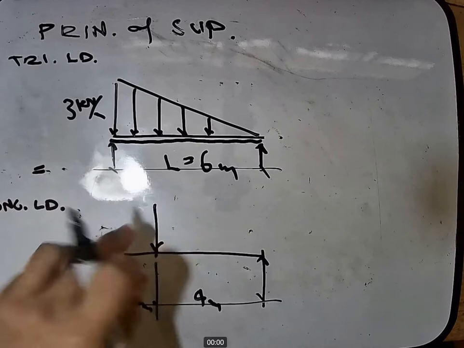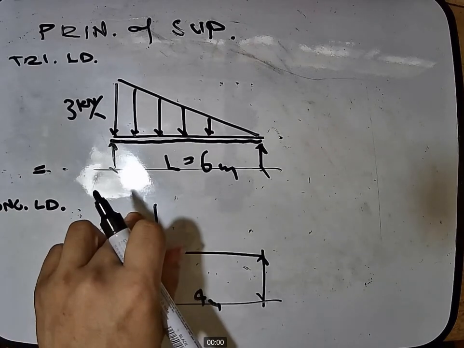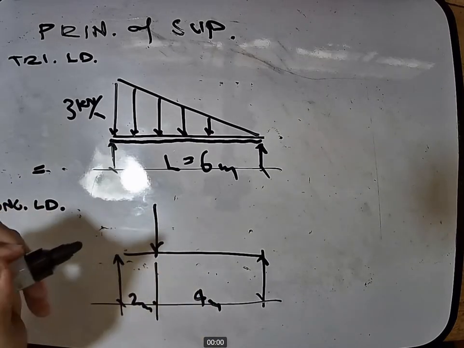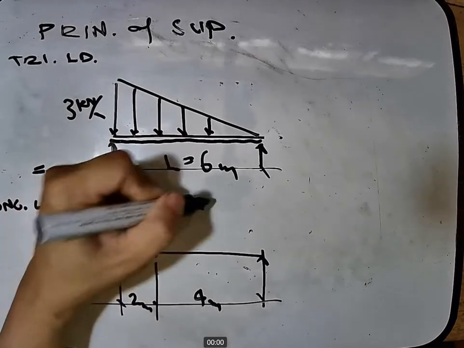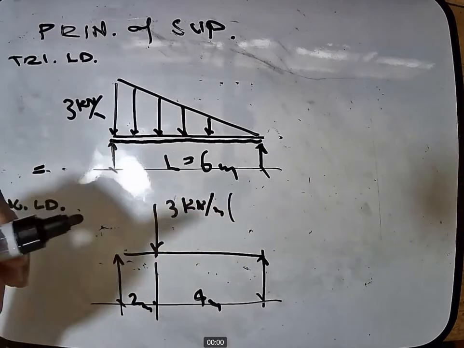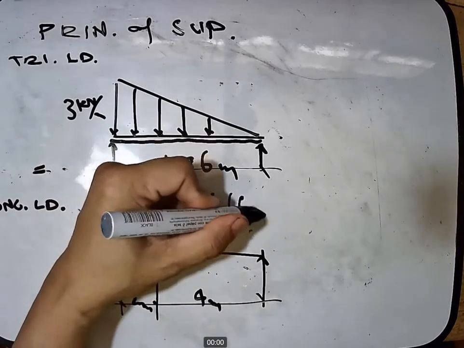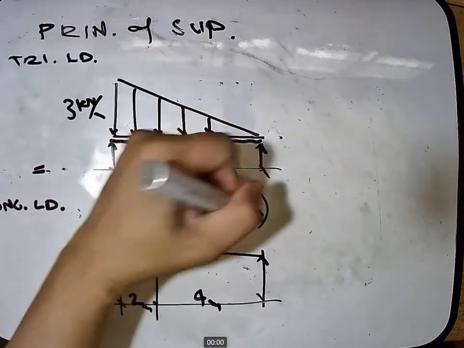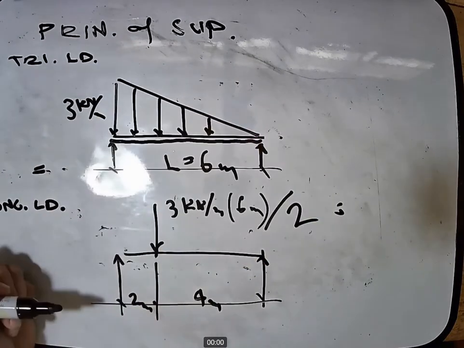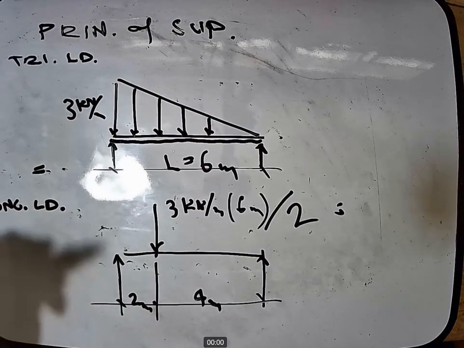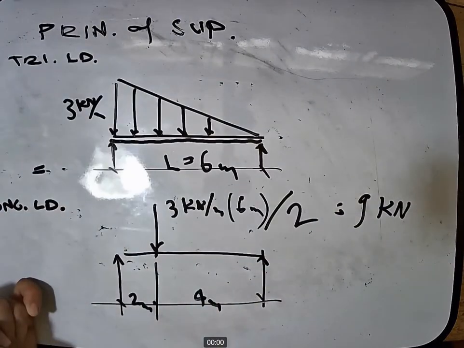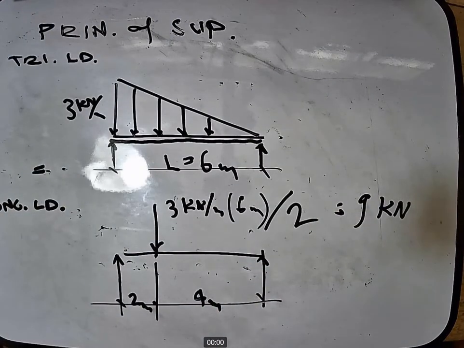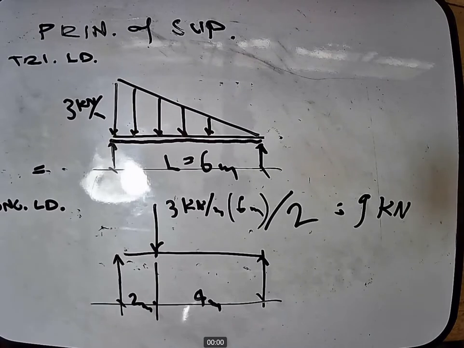And what becomes of this concentrated load? So, this becomes now simply the area, 3 kilonewton per meter. Multiply that by L, which is 6 meters, divided by 2. So, 18 divided by 2 becomes now 9 kilonewton. Yan. Yan ang equivalent niya by principle of superposition.